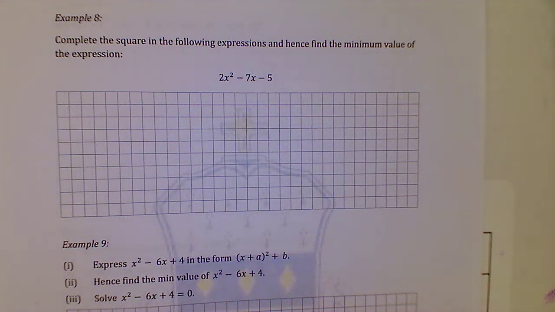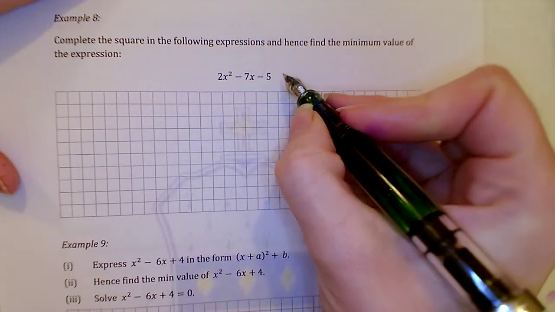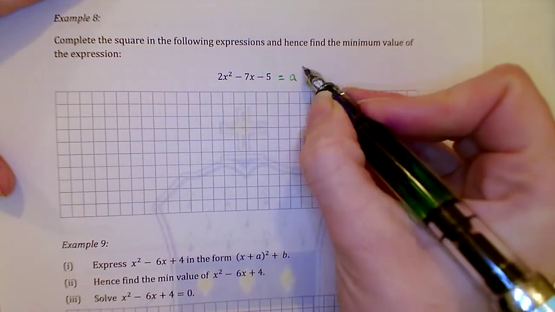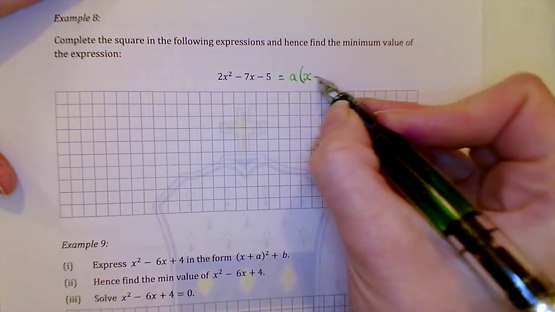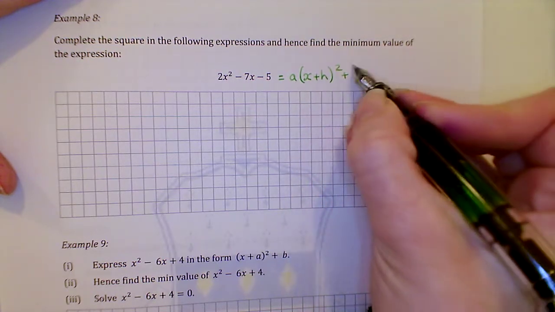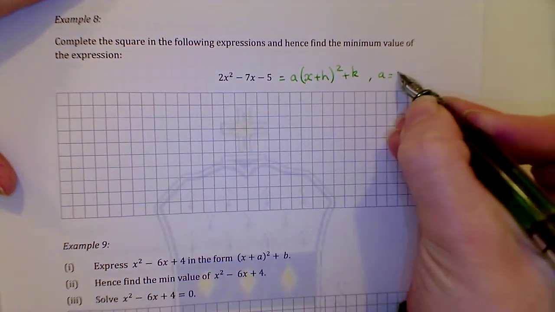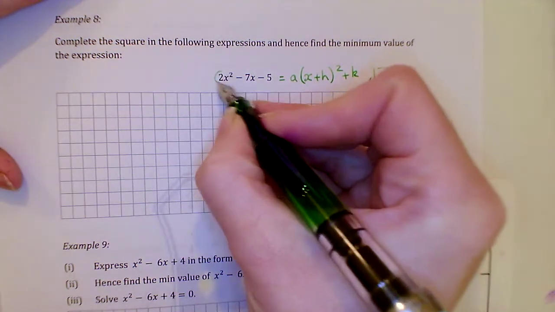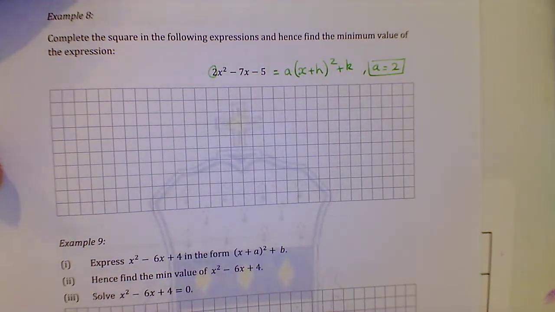Okay, so we're moving on to do a few more examples like these, and we should start to be getting a little bit quicker now as well. So in example 8, we're asked to complete the square and hence find the minimum value of this expression here. So we know we're going to write it in the form a by x plus h all squared plus k, but we also know that a is equal to 2, the x squared coefficient there.